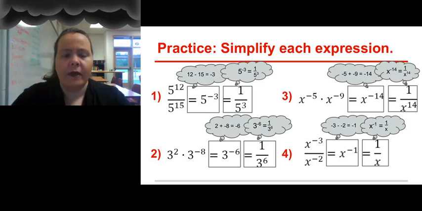Now, in problem number 3, we have x to the negative 5 times x to the negative 9. Well, negative 5 plus negative 9 is negative 14, so we have x to the negative 14th, which is 1 over x to the 14th, using what we know about negative exponents. Problem number 4, we have x to the negative 3 divided by x to the negative 2. Well, negative 3 minus negative 2 gives us negative 1. So we have x to the negative 1, which is really 1 over x. And I don't have to write that 1 under the x, remember, because we know that x to the first is the same as x.